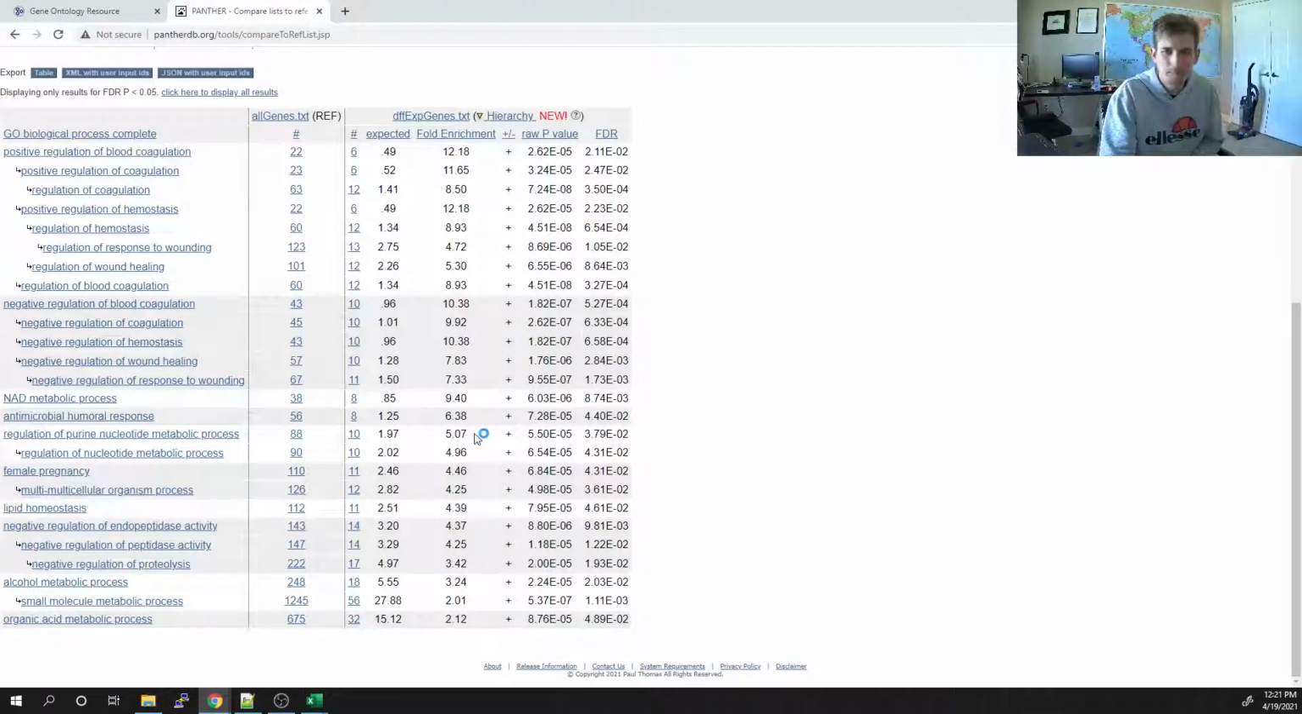And again, positive, negative, what direction the fold enrichment is. Do we have more commonly expected or less commonly than expected? In this case, it's all going to be more commonly than expected in the fold enrichment. And FDR is the same thing as we saw in DESeq. It's just a correction, a false discovery rate, or a correction for doing multiple tests.